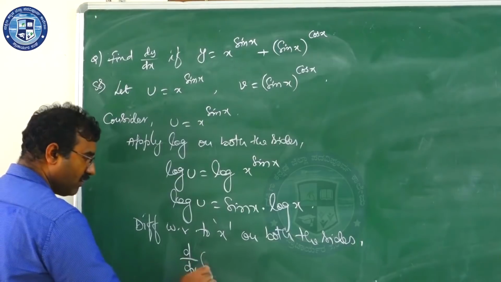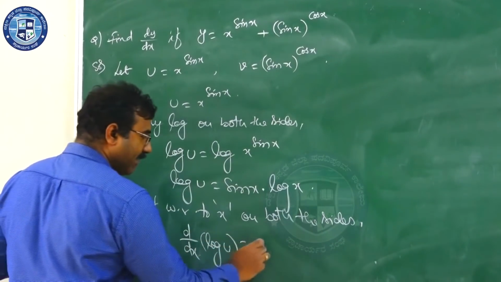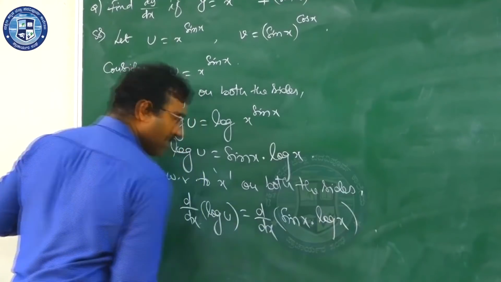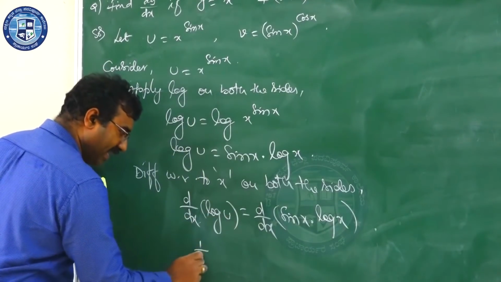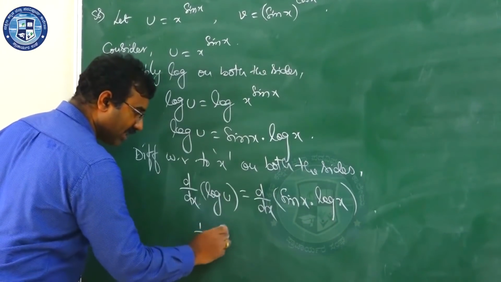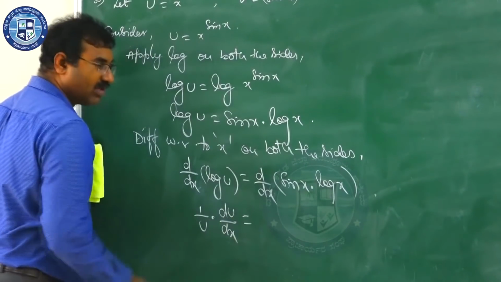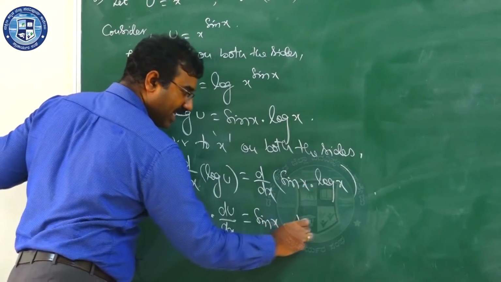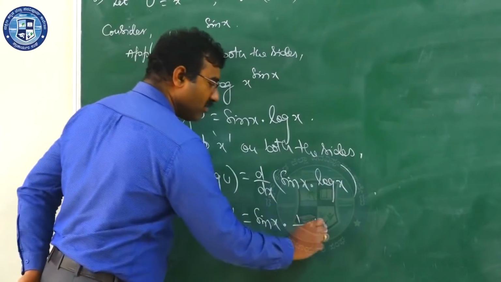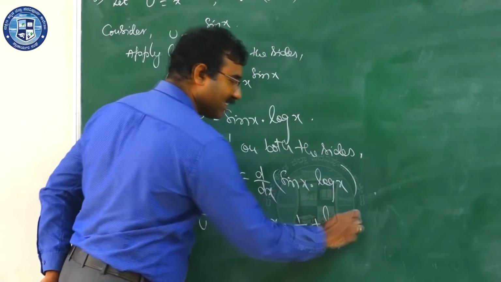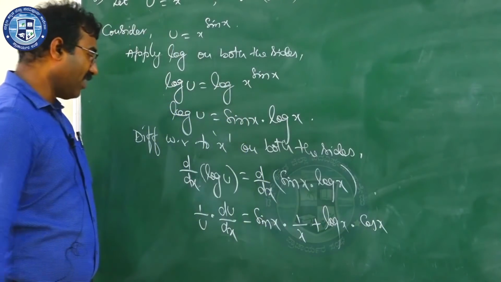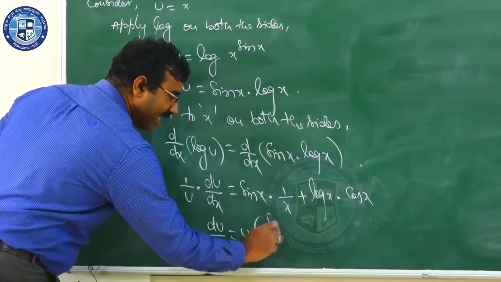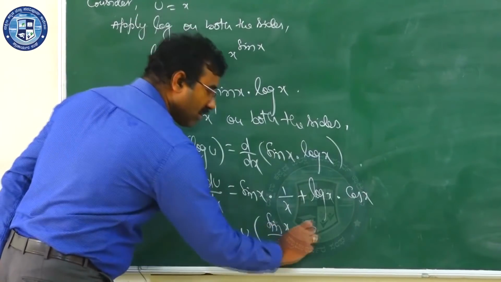d by dx of log u is equal to d by dx of sin x into log x. Now, d by dx of log x is 1 by x, but this is not x, it's a derivative you have to consider. So, d by dx of log u is 1 by u into du by dx, and on the right side the uv formula you have to apply. So, sin x into differentiation of log x, which is 1 by x, plus log x into differentiation of sin x, which is cos x. We applied the uv formula. And take this u to the other side. So, du by dx is equal to u into sin x by x plus cos x into log x.